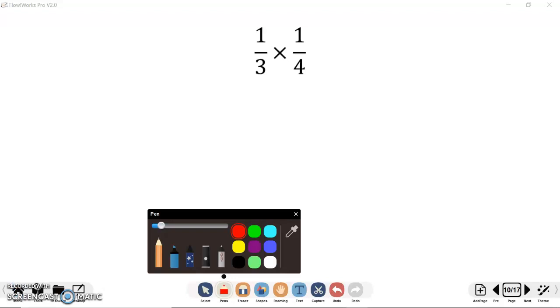Okay, today we're still looking at multiplying fractions, so we're doing a little bit more practice with this. Make sure you have a whiteboard or a piece of scratch paper so you can follow along with this video.